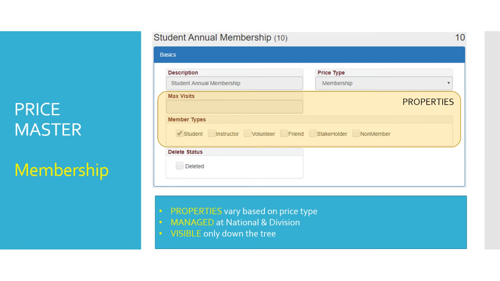So we had talked about membership pricing and event pricing and program pricing, and each one of those price types, as you can see on the upper right here, we have the price types. Every one of those then has a different set of properties that are meaningful only to that price. The example that we're looking at here is a membership. And so for a membership, we care about the maximum number of visits. So I think CADS has a 4-visit membership. And then we have the member type that's actually going to buy that membership.